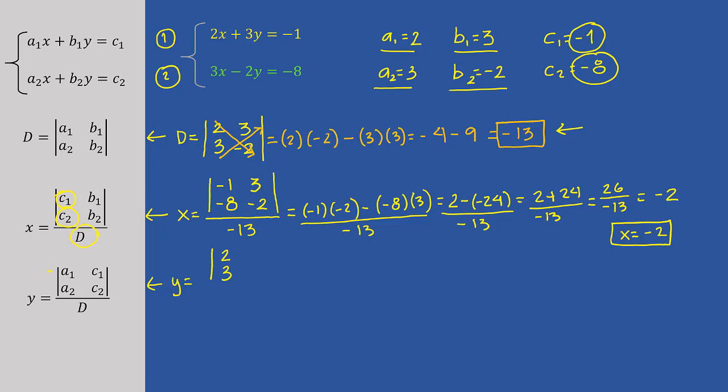Now it says that the second column are c's. The c, we said, it's the constant number. We have them here. Above is from the first equation, -1. And below we have C2 from the second equation, -8. All of that over the determinant of the system, which is -13.